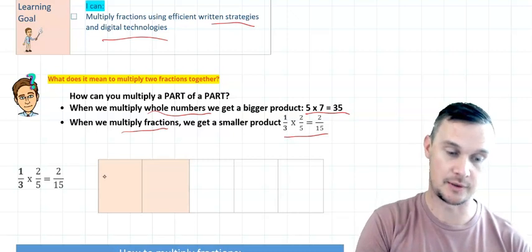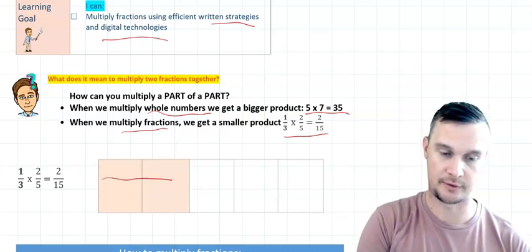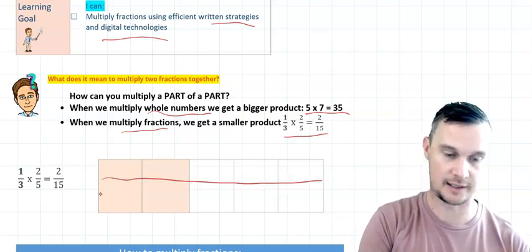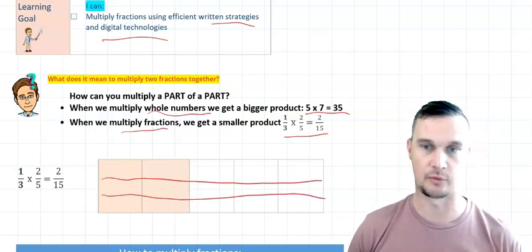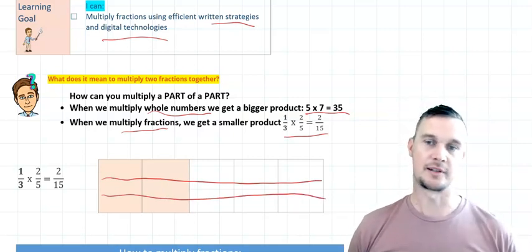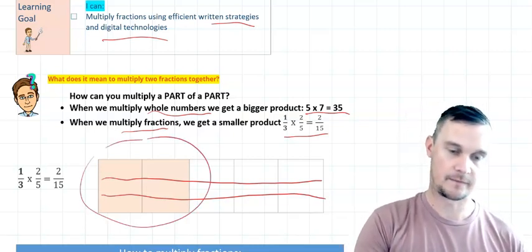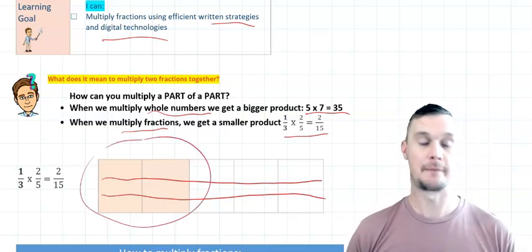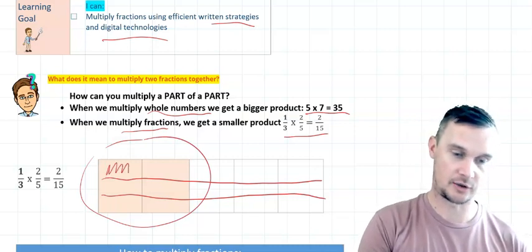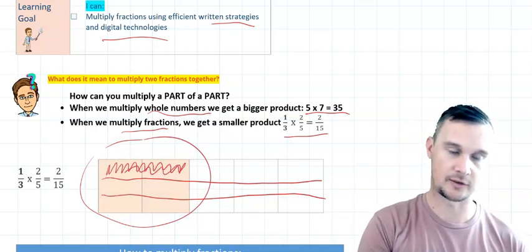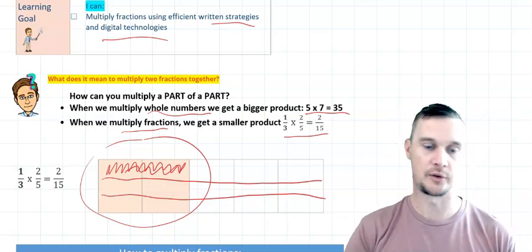So I'm going to create thirds, sorry for the terrible lines there, by separating this side into thirds. I've got this section here, and I want to colour in 1/3 of that, and I know that's going to be these two boxes here. So I'm colouring in 1/3 of 2/5.